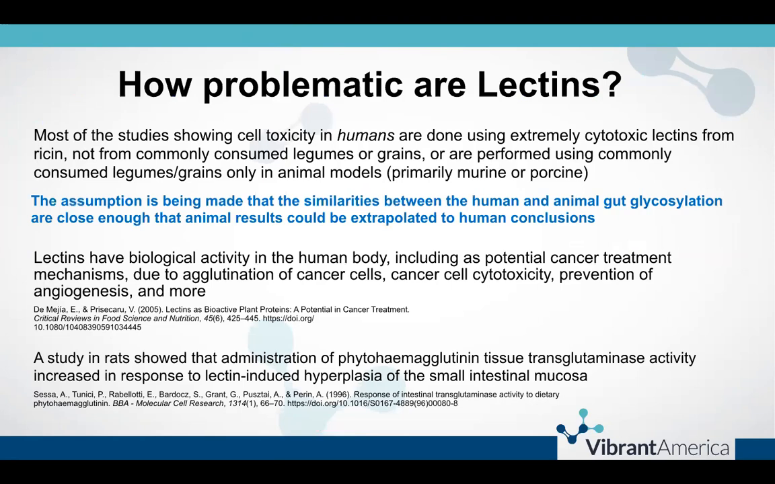Now, there is a growing body of evidence of using lectins as potential cancer treatment mechanisms, which is actually a positive effect that they may have, simply because they're able to agglutinate cancer cells. So that's something to keep in mind. There are some studies in animals that definitely do show that phytohemagglutinin activity is upregulated from lectins, which essentially causes hyperplasia of the small intestinal mucosa. So that means irritation of those small intestinal mucosal cells. That's something to keep in mind too, that some animal models definitely do show an inflammatory component here. And again, we don't really know how much of that truly can be extrapolated to humans.